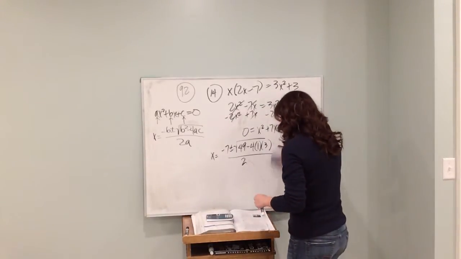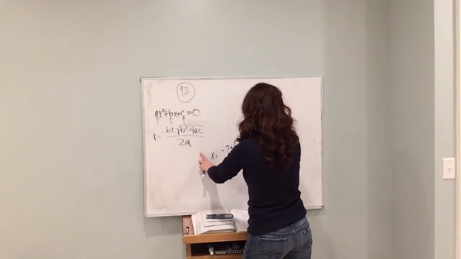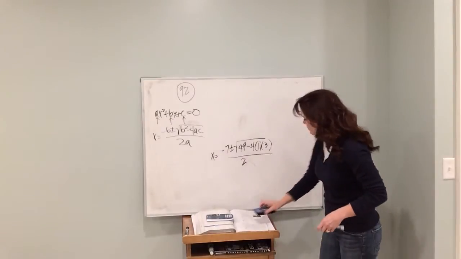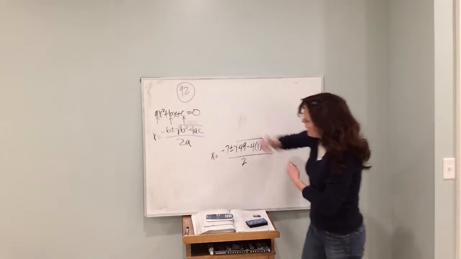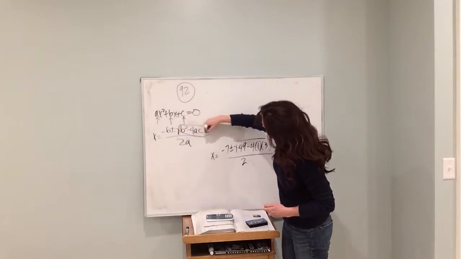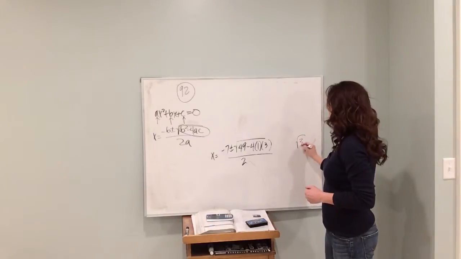Let's look at problem number 16 and 18. Problem number 16 and 18 talk about the discriminant. Now the discriminant is this little part right here of the quadratic formula. It's this part right here that's underneath the square root. Now on this one, remember we got radical 37.